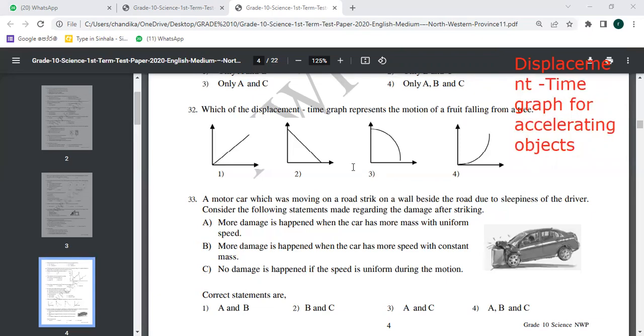So you write down now, that should be the shape of a displacement time graph for accelerating objects. If the object is accelerating, the shape of the displacement time graph should be like that. And the displacement time graph for decelerating objects should be like this.